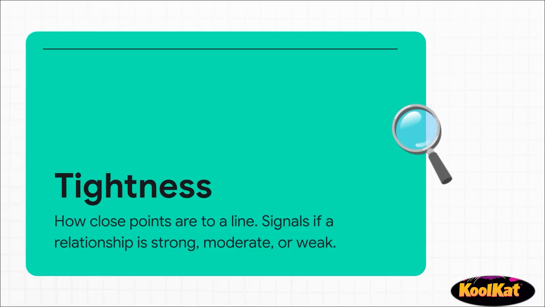Okay, now, how tight is the group? Imagine you're trying to draw an oval around the whole cloud of dots. If you can draw a really tight, skinny oval, that's a sign of a strong relationship. But if the dots are all spread out and your oval is kind of fat and round, that means the relationship is weaker. It's a quick visual check on how strong the connection is.